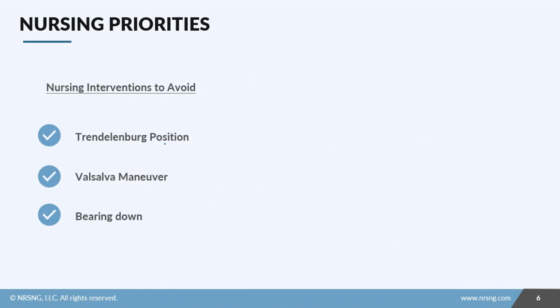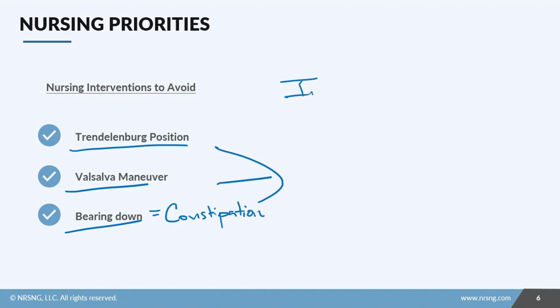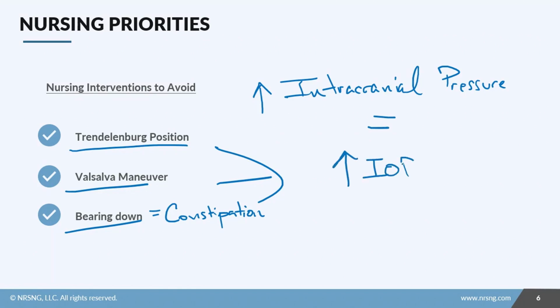When we talk about nursing priorities, there are some situations we want to avoid. These are things like placing your patient in Trendelenburg, having your patient perform the Valsalva maneuver, or bearing down, like patients that have constipation. The reason that we want to do this is all of these things increase intracranial pressure. So pressure inside the head. What happens when you have an increase in intracranial pressure? This increases the intraocular pressure.